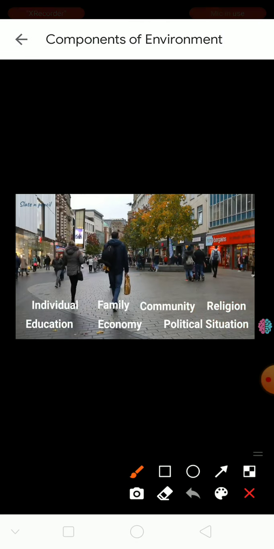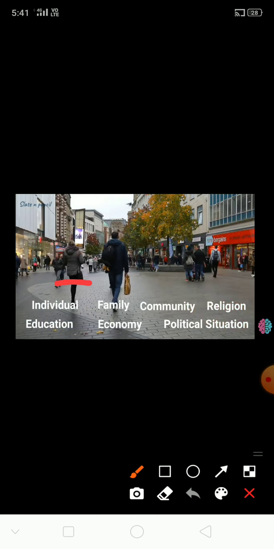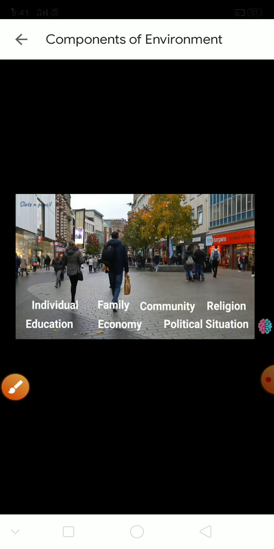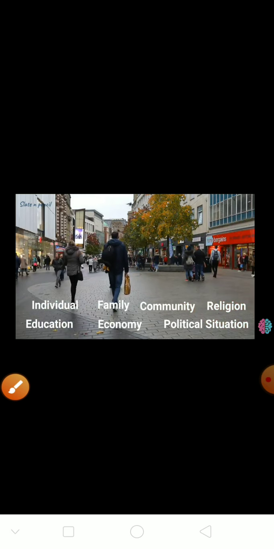This includes individual, family, community, religion, education, economy and political situation. So these are what the human environment includes: the people living on the earth.